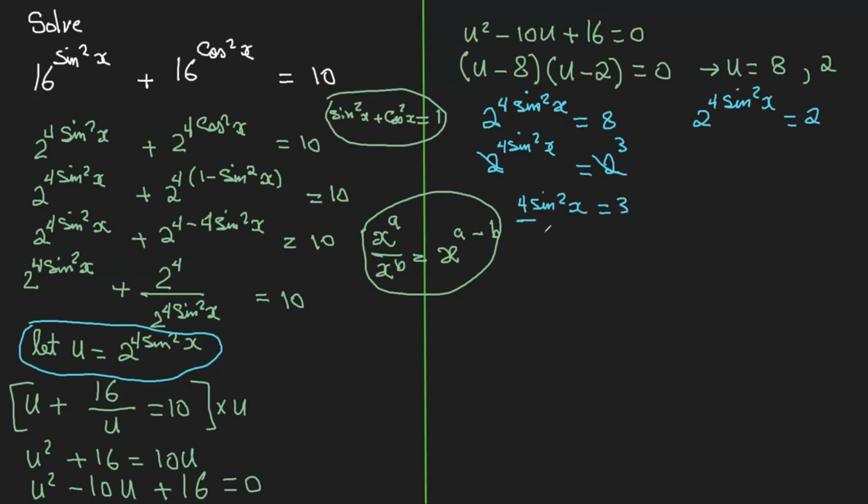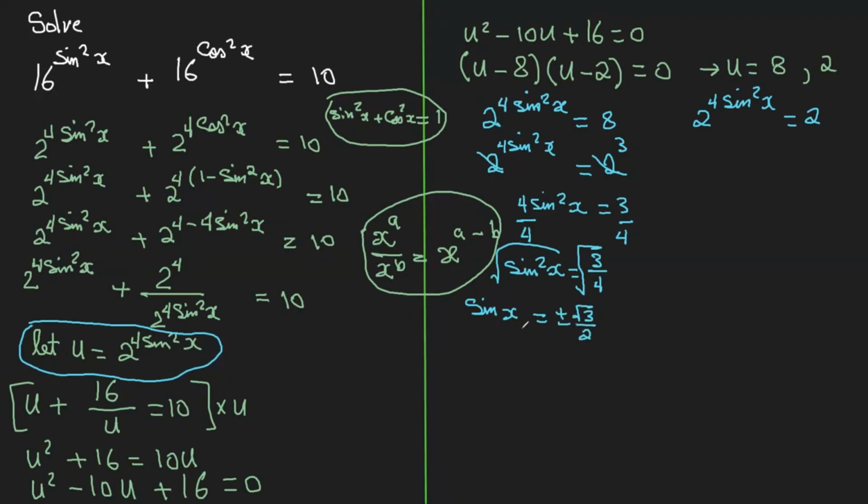Divide both sides by 4. By 4, I got sine squared x equals 3 over 4. I'm going to square root both sides. So I'll get sine x when I square root this. And that's going to give me plus or minus square root of 3 over 2.